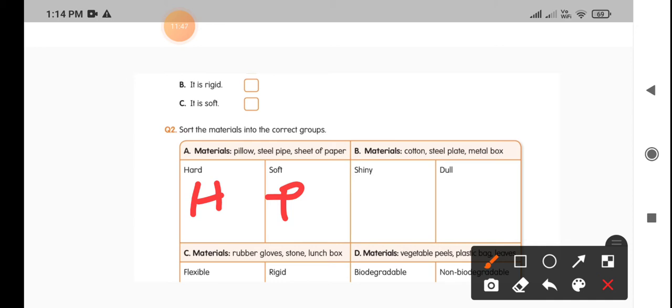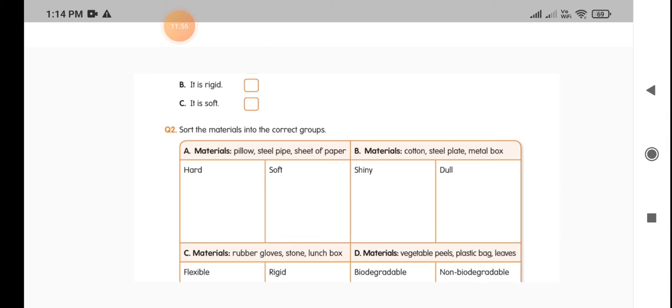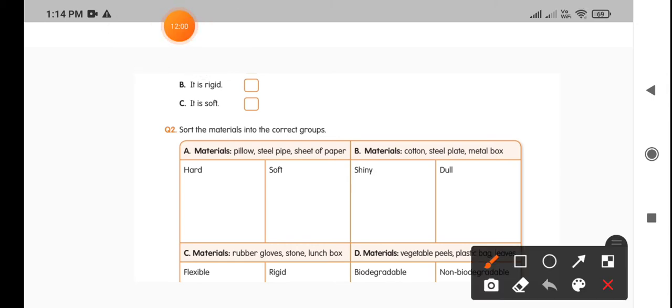So write here, steel plate, spelling in the hard column. And sheet of paper is also soft. Yes. And the next one, the given items you need to separate them into shiny and dull.